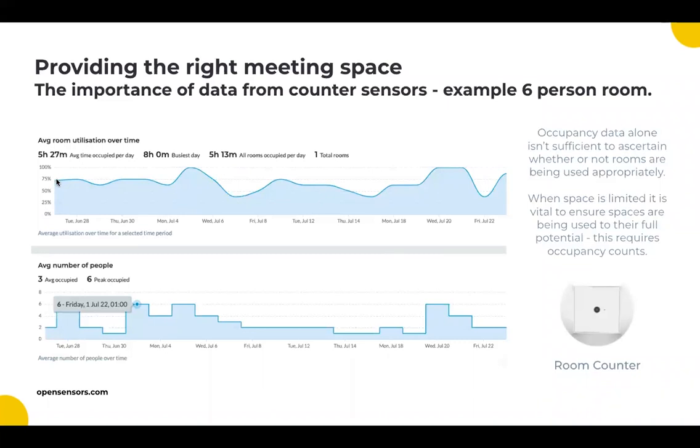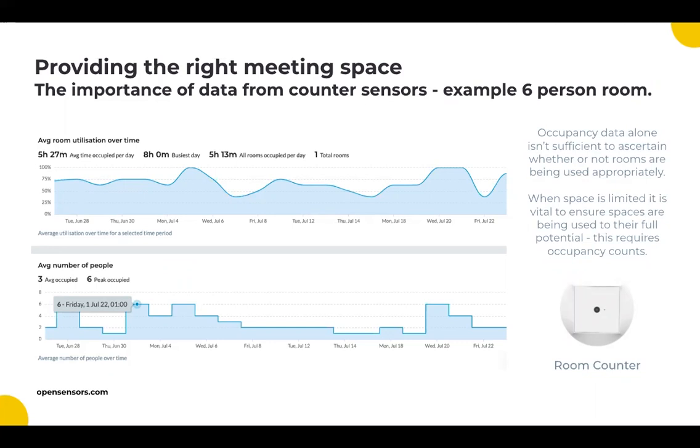So if you were using just a presence detector to say how often that room is in use, what you'd see is in this top graph, how that room was in use over time. And clearly it's in use a fair amount. 5.5 hours a day is a pretty well used room. But then if you look at the graph beneath it, that's what's coming from the counting data.